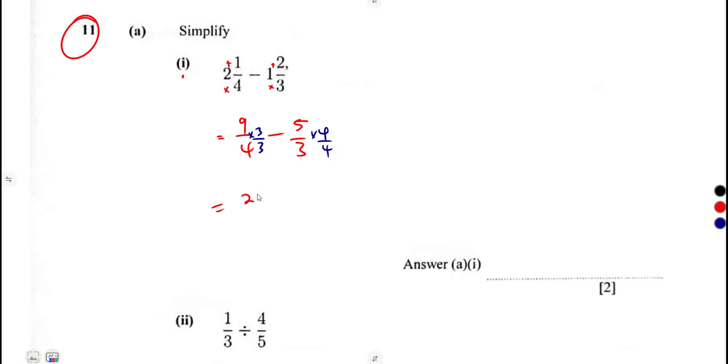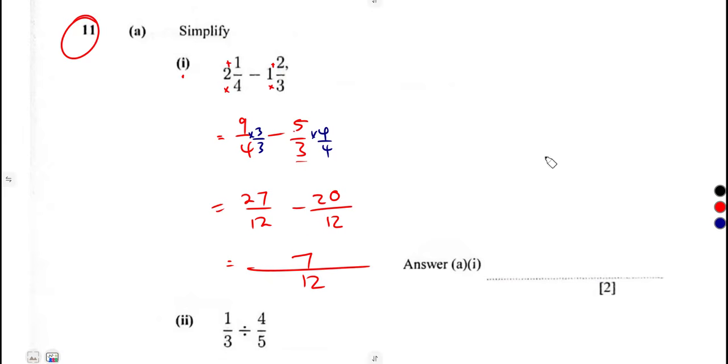So this is going to give us 9 times 3, that's 27. 4 times 3, 12, minus 5 times 4, that's 20. 3 times 4, that's 12. As we can see, the denominators are simply the same. So simply subtract the numerators. 27 minus 20, which is 7. So that was going to give us 7 over 12. All right.